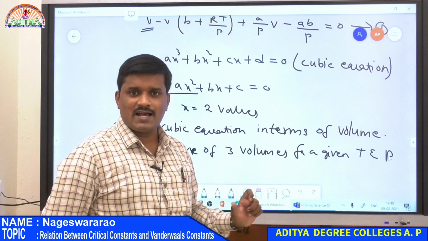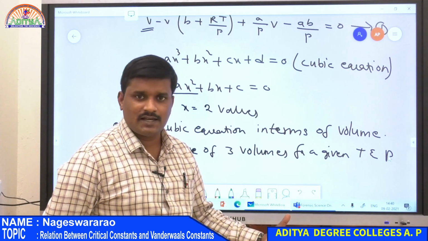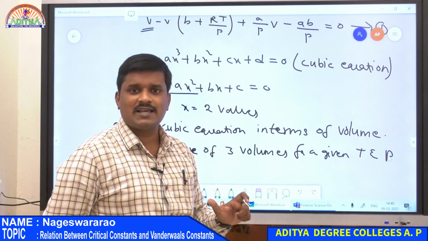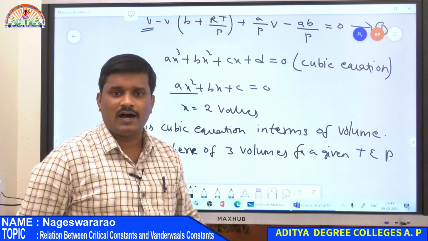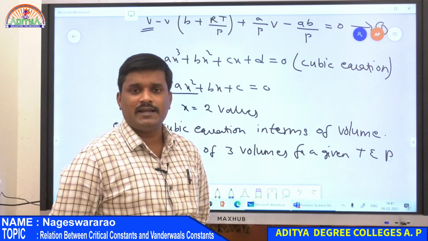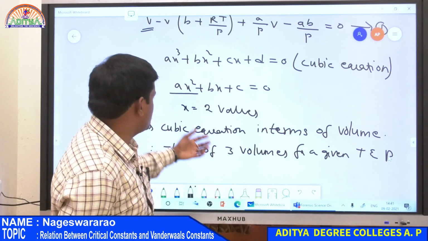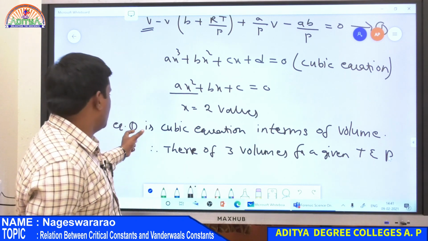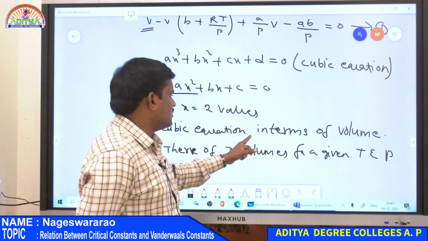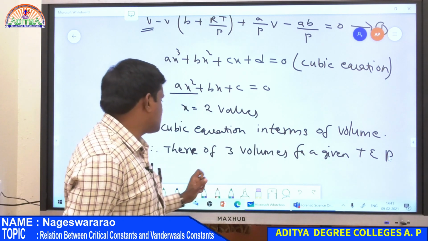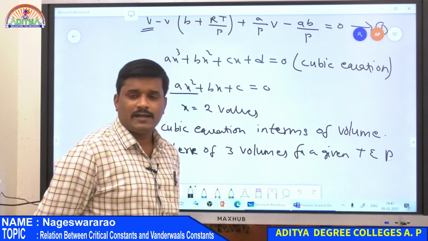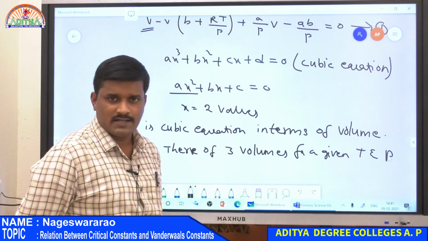So for this gas at a given temperature and pressure, it is a cubic equation. That means the gas has 3 values of volume corresponding to a single temperature and pressure. That is because we get a cubic equation. Therefore equation 1 is a cubic equation in terms of volume, and there are 3 volumes for a given temperature and pressure of the gas.